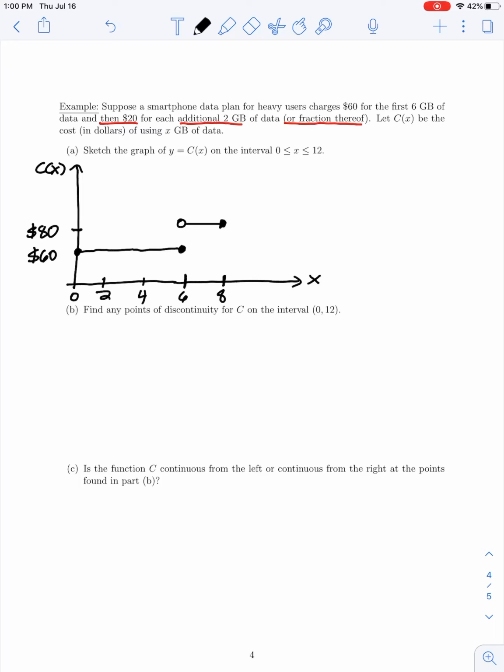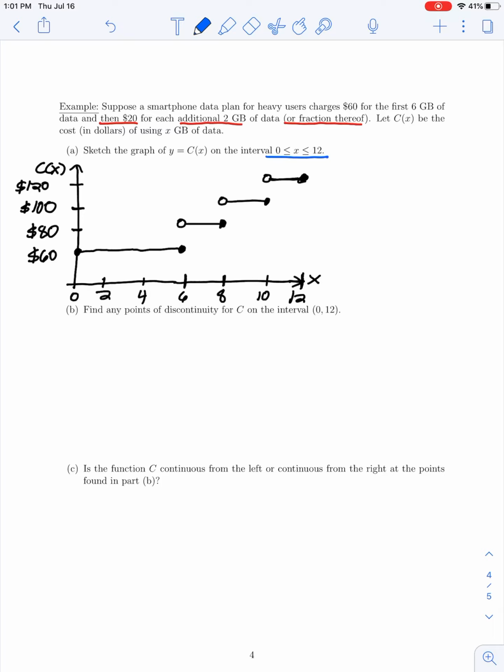Then as soon as we start to use anything past 8, if we start to use a fraction of the next 2 gigabytes, we again have a jump in the price by another $20. So from $80 to $100 for the next 2 gigabytes. That is up through 10. And then as soon as we start to use past 10, we have another jump by $20 in our cost. And we would go up through that 12th gigabyte of usage. And we can stop here because we were only asked to sketch the graph on the interval from 0 up through 12. So if we were to continue past this, we would see the same sort of $20 jumps occurring. So our graph here, of course, is discontinuous, where we have these jumps.